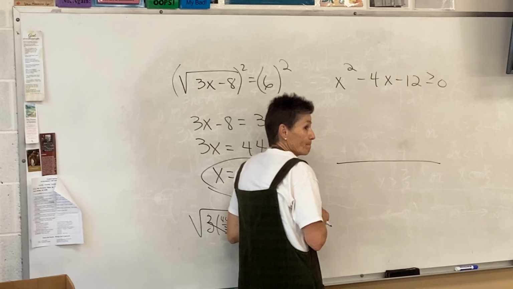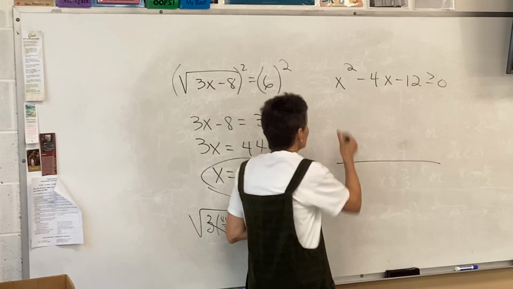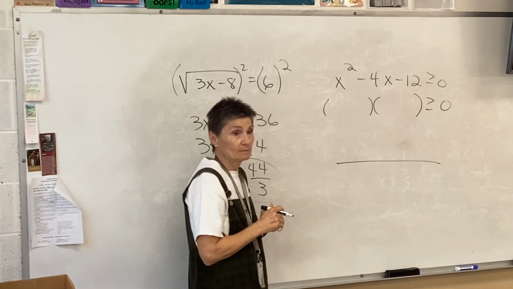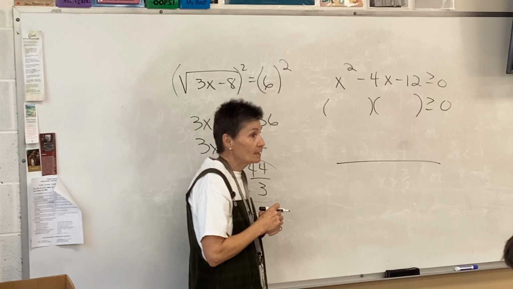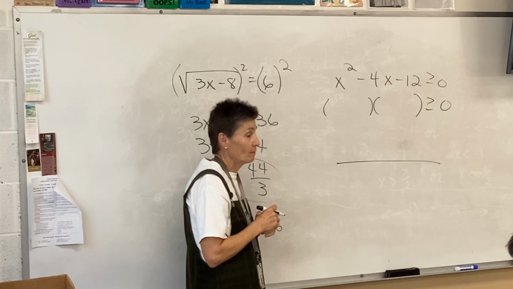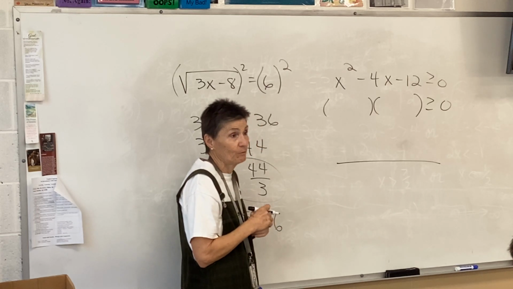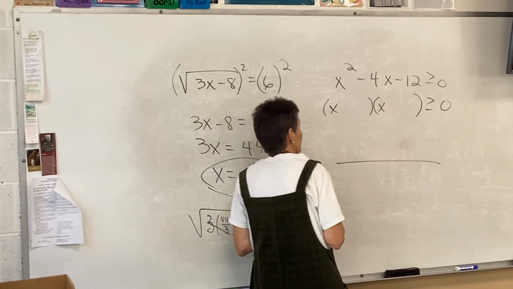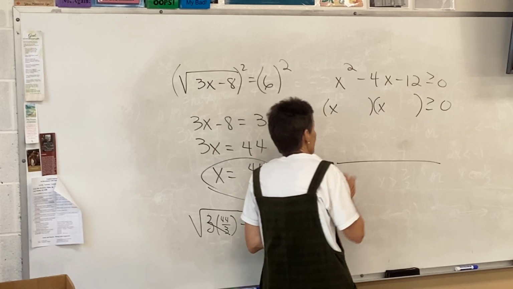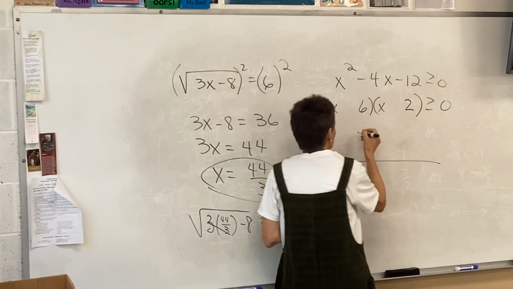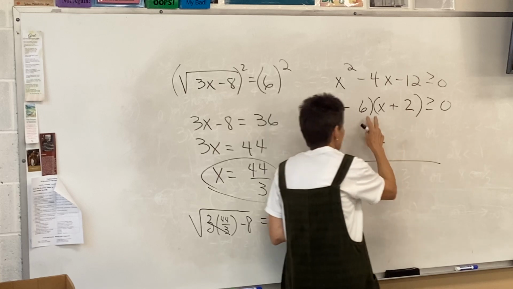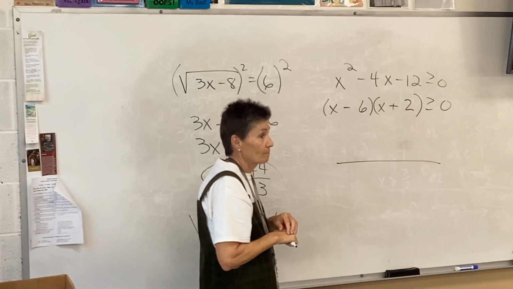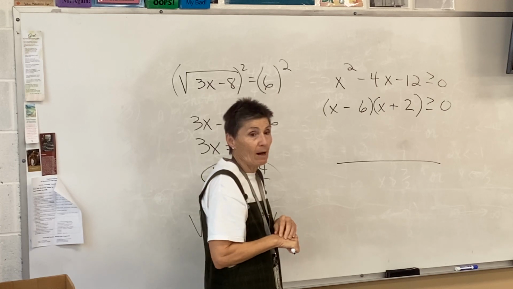Find something that multiplies to negative 12 and adds up to negative 4. So White's talking about factoring it. So it's got to multiply to negative 12 and add up to negative 4. So what do you think? 6 and 2, and minus plus, because I need the 4 to be negative. Perfect. Now what?